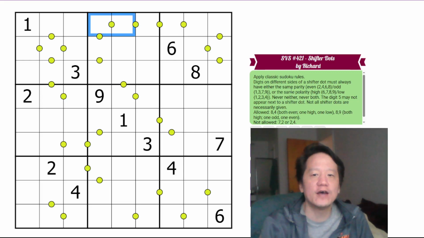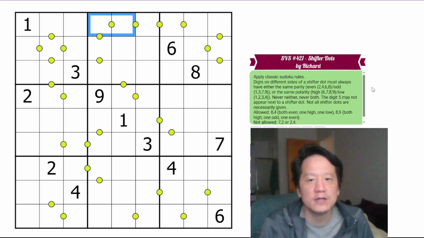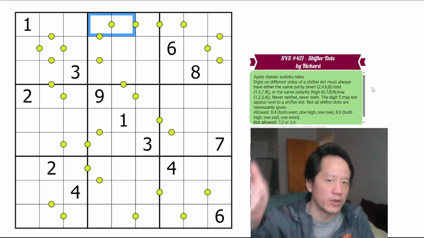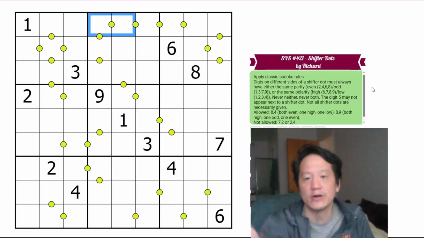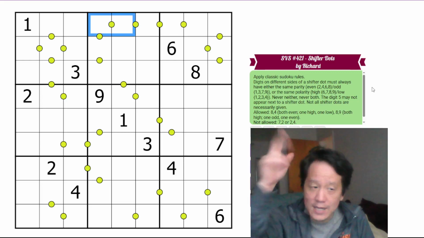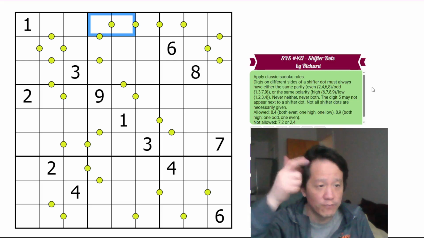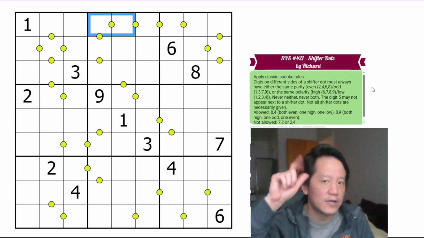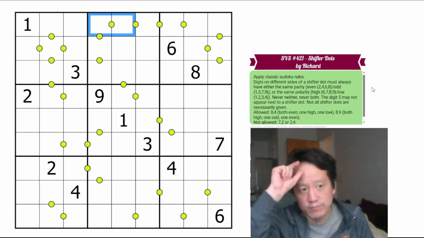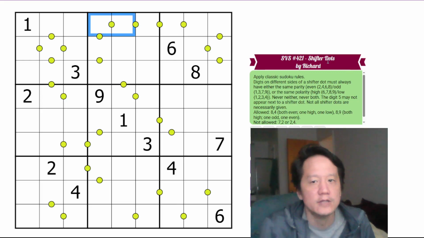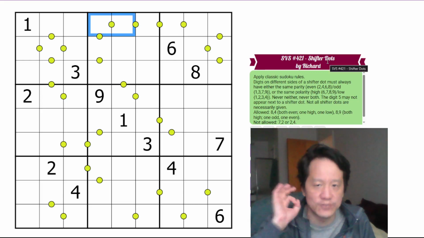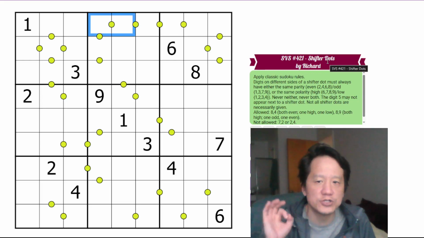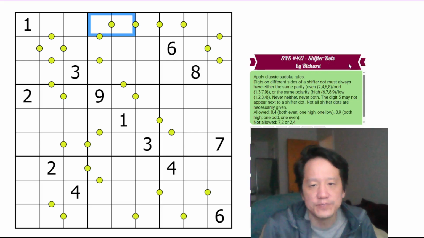So you have to have the same parity and a different polarity, or a different parity and the same polarity. You can never have neither, so you have to have one of each, and you can never have both, so you can't have both be the same. The digit 5 may not appear next to a shifter dot, and not all shifter dots are necessarily given.